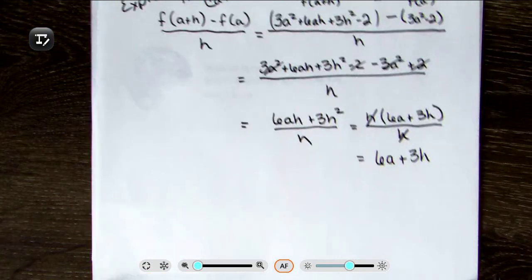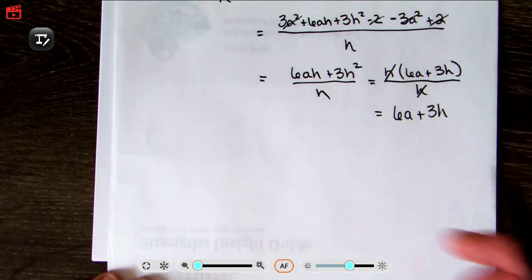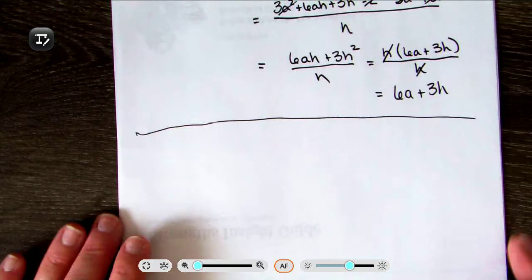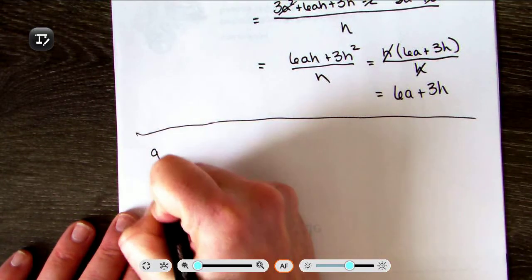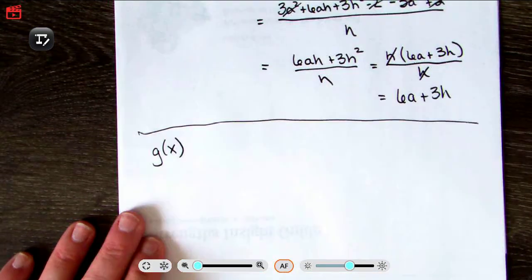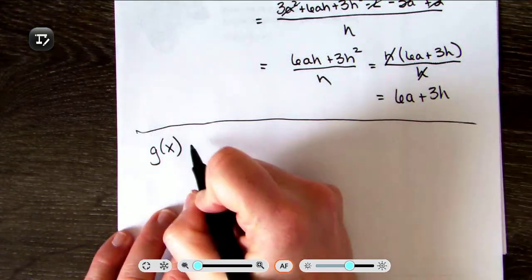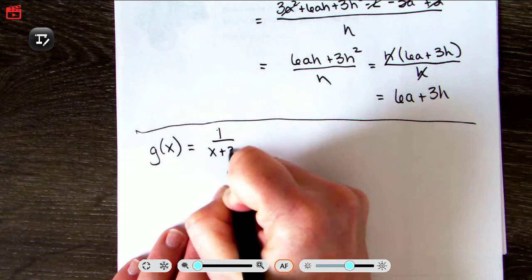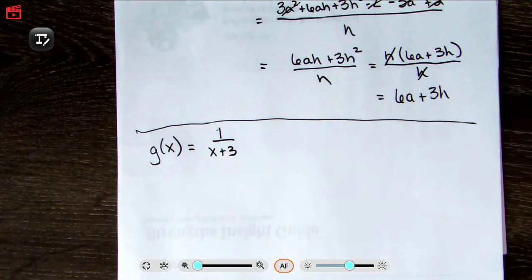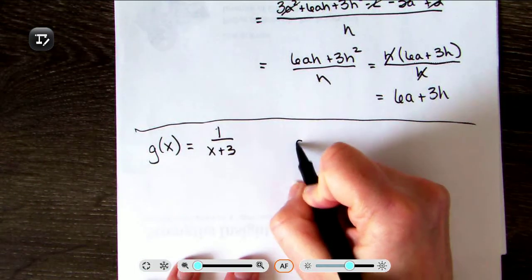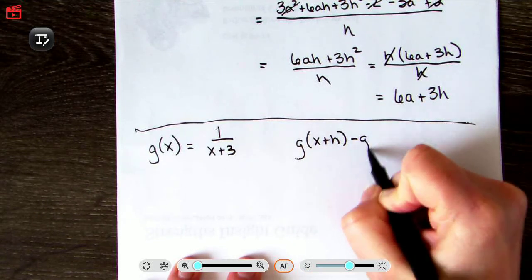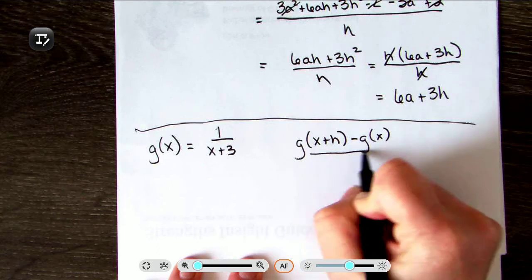Make sure we understand. I want to do one more, and then I'm going to stop this video so that I can switch to another topic. But let's look at a new function. Let's call it g of x. And I want to have 1 over x plus 3. And we are going to do this g of x plus h minus g of x all over h.